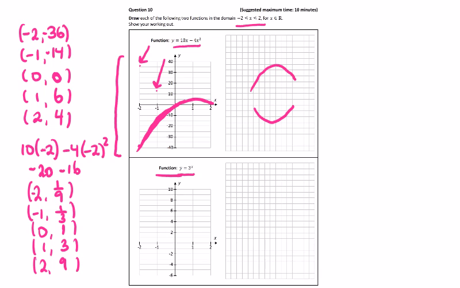So minus 2 and a tiny bit above 0. Minus 1 and a tiny bit above 0, but a little bit higher. 0, 1, which will always be on this exponential. 1, 3 and 2, 9. Like this. You know the shape of these goes up like this.